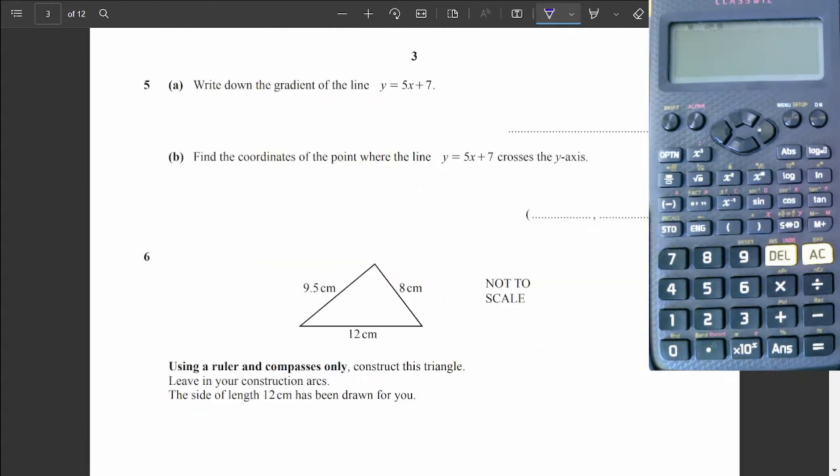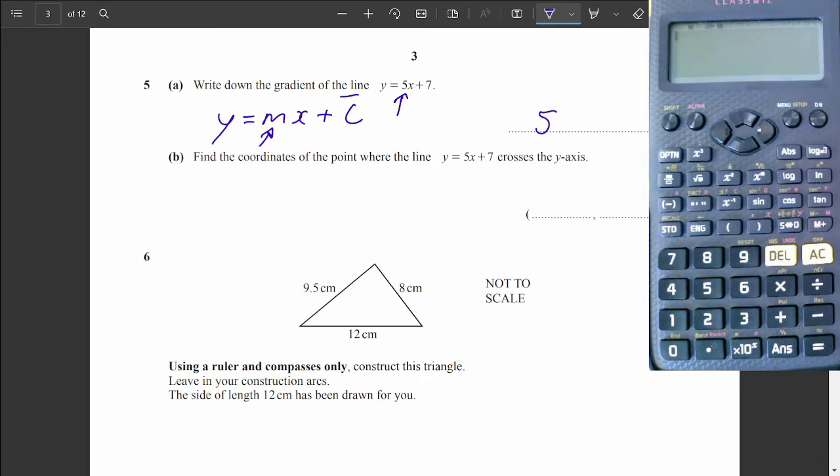Question 5, the gradient of a line. Remember the standard form y equals mx plus c, m being the gradient. So all we need to do is just write 5. Okay, not 5x, 5.